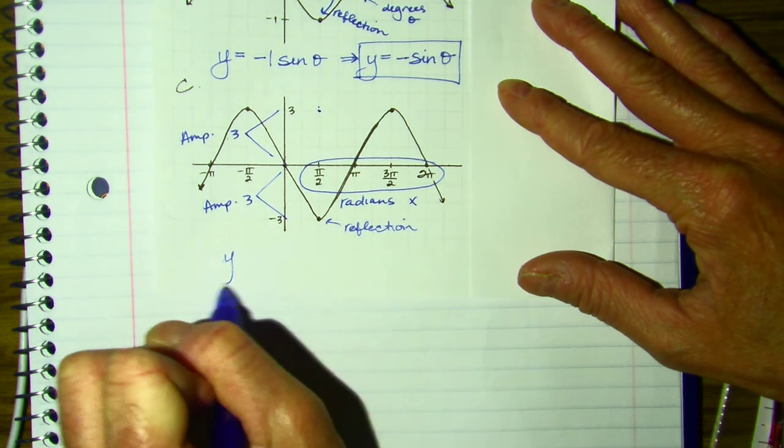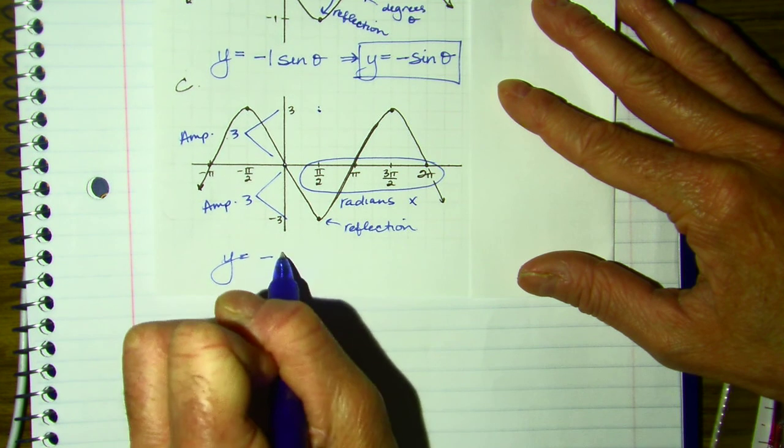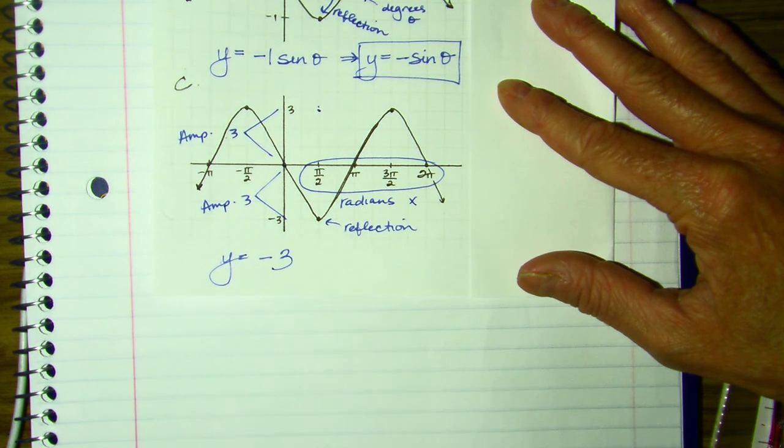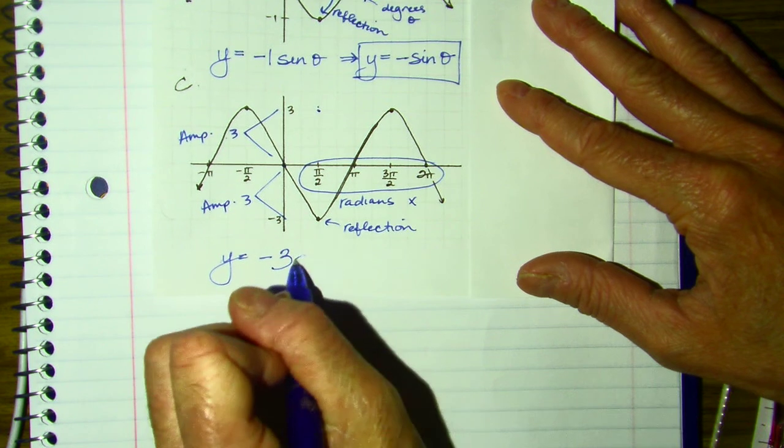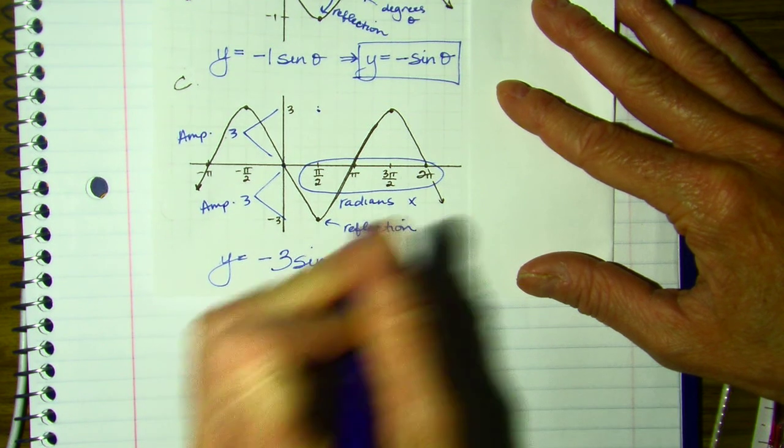So my equation should be a negative 3, because that's the height, and negative because it's been reflected, and it has to be the sine of x because it's in radians.